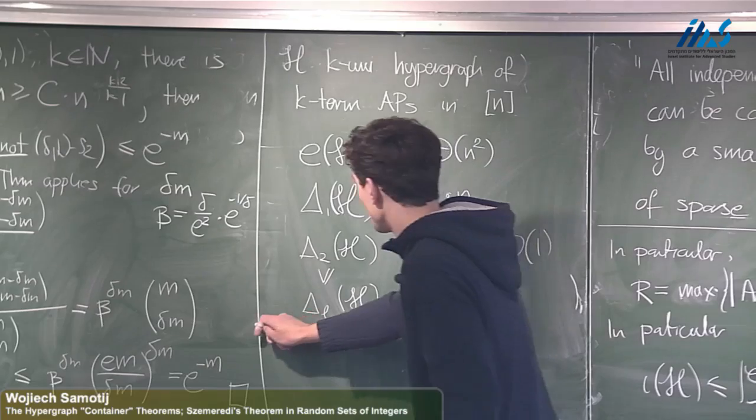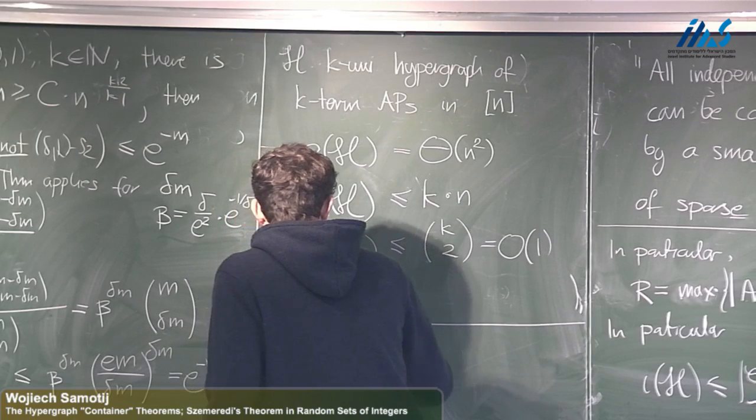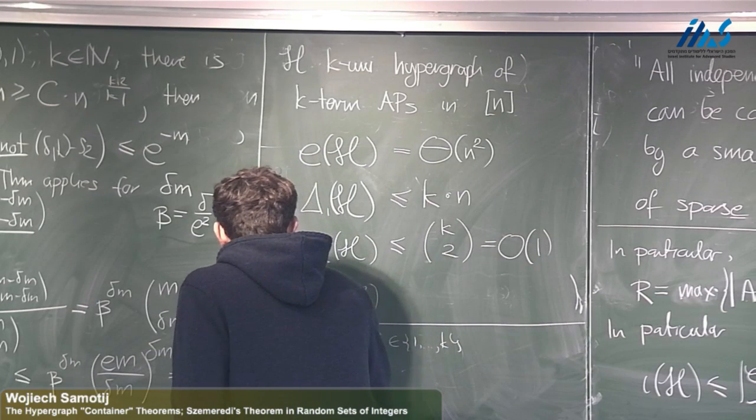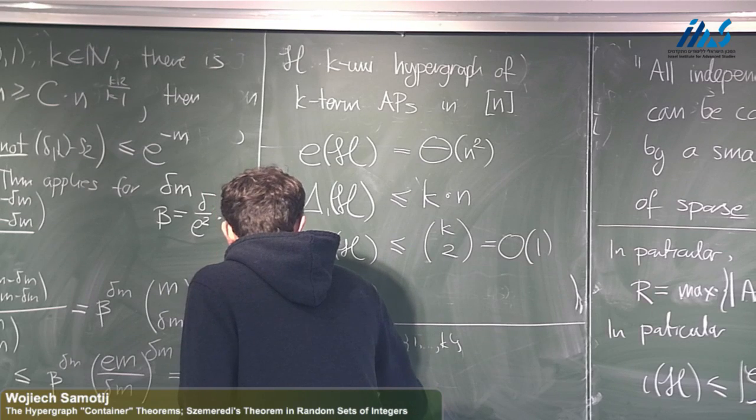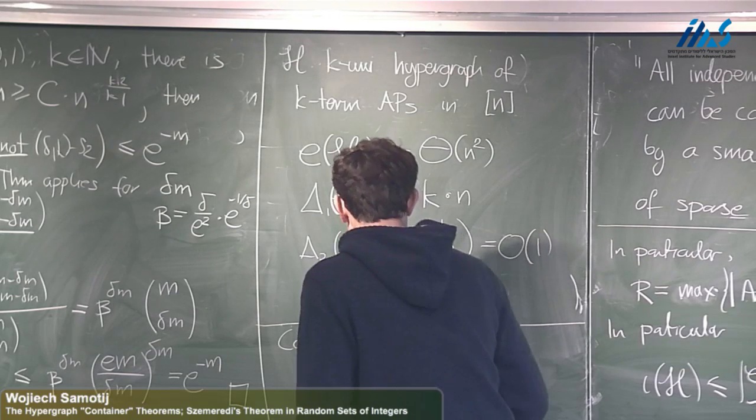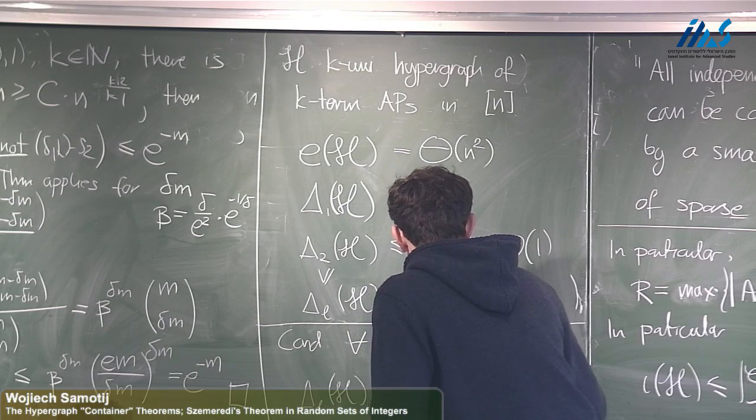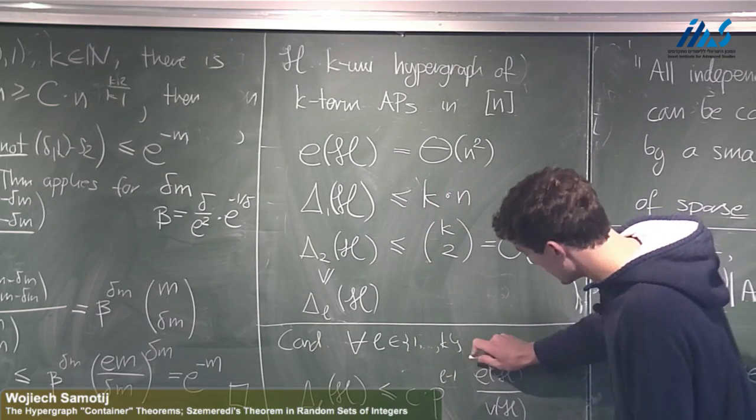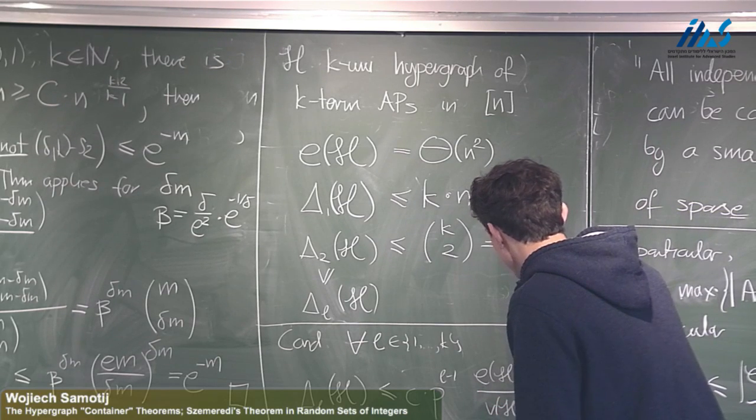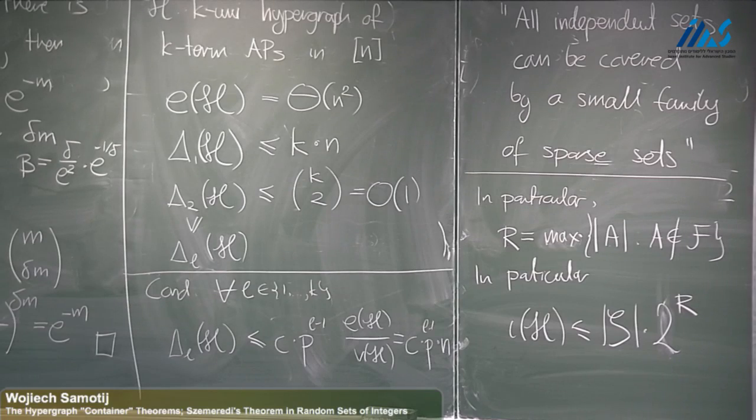And so now let's check the condition. The condition was that for every l from 1 up to k, this delta l of H had to be bounded by a constant times p to the l minus 1 times E of H divided by V of H. But in our setting, the number of edges is n squared, the number of vertices is n, so this is just C p to the l minus 1 times n. So this is the condition we need to check.